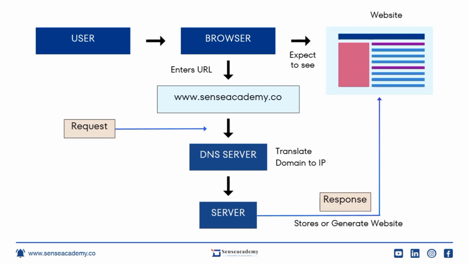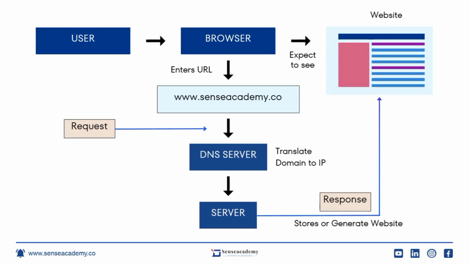The first one is the user, the person who wants to visit a website. Then the browser and the website URL. Imagine the browser as a car and the website URL as the destination. And the website URL is www.senseacademy.com. The user tells the browser where they want to go by typing the website address, that is the URL, into the browser address bar. Then the DNS server. Think of the DNS, that is the Domain Name System server, as a map.